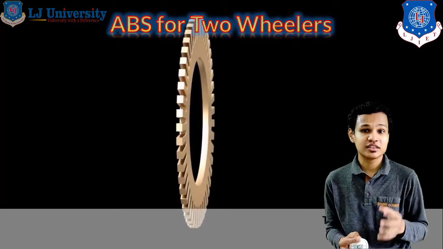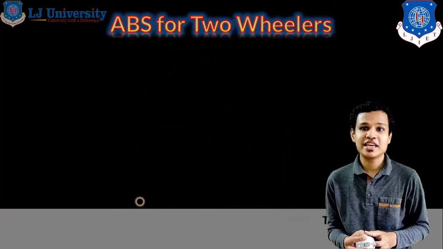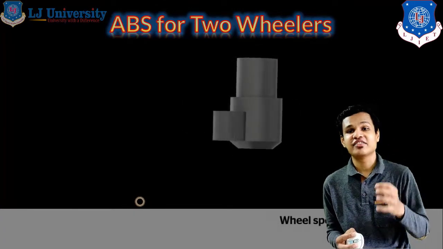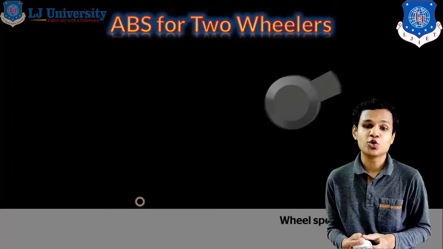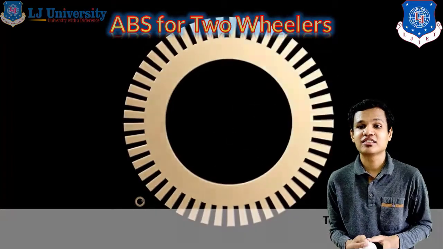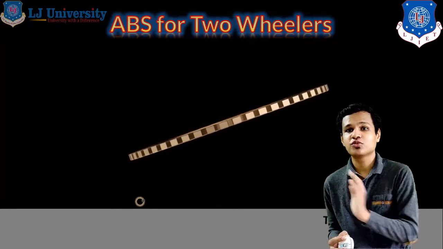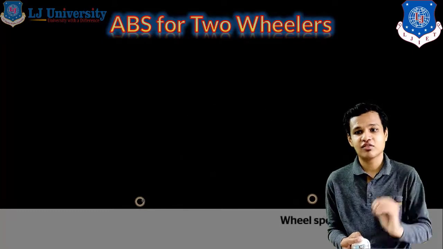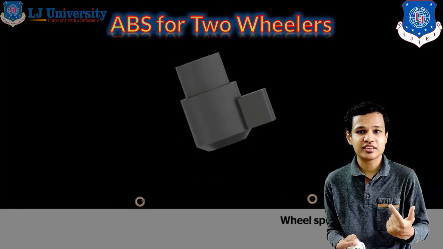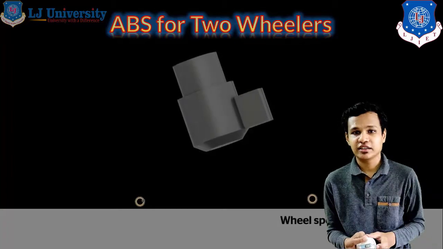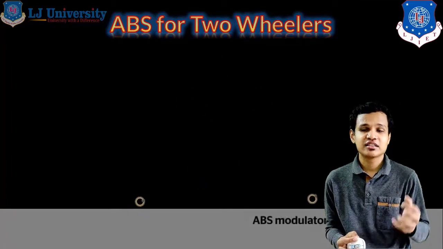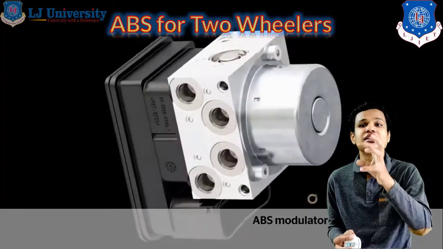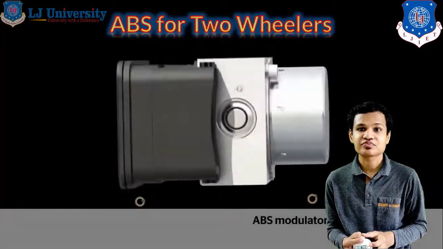These are the components used with the ABS system in the case of two-wheelers. The first one is the wheel speed sensor, which is connected with our tone wheel, and the same is used at the other end of the vehicle as well. This one is for the front wheel and the second one is for the rear wheel. So there is one wheel speed sensor for the front side and a second one for the rear side. These are the main components, along with one ABS modulator which connects these wheel speed sensors.